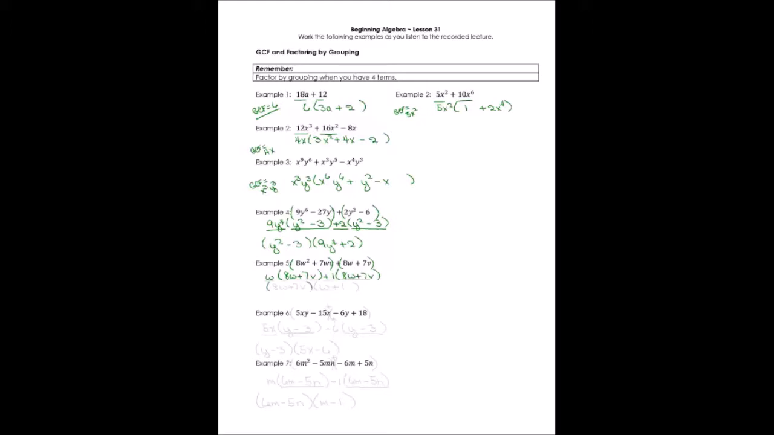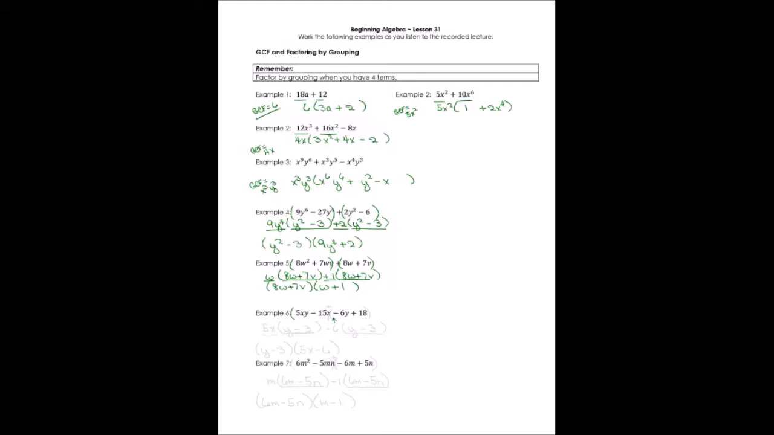So I'm going to take my common factor, which is 8w plus 7v, and then whatever's left over becomes the second factor, w plus 1. And we're finished factoring that 4-term polynomial. Now let's take a look at 6. 6 and 7 are a little different because the middle sign, the center sign, is negative. Now, when the center sign is negative, we have to group it a little differently, and we have to think about it a little differently.